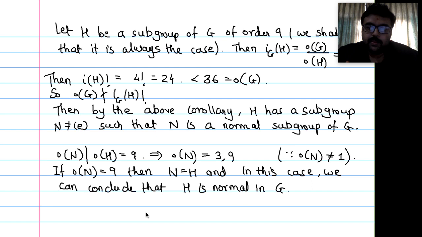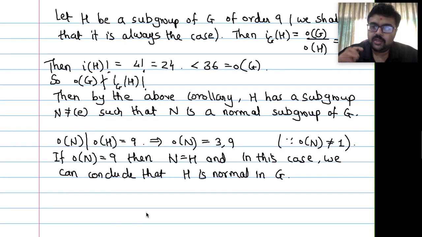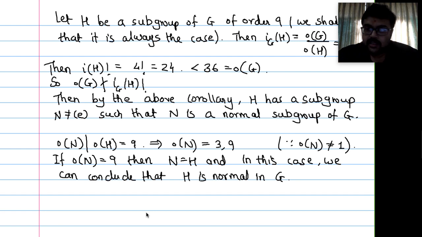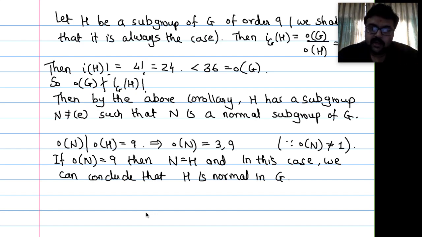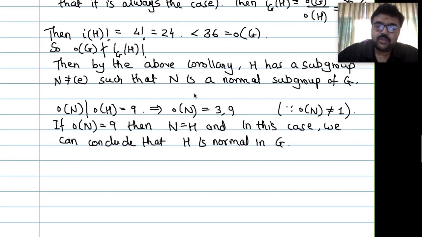Given a group and its subgroup, can we tell whether it is normal in G or not? In this case, we cannot tell, but at least what we know is that G has a proper normal subgroup. A group of order 36 has a proper normal subgroup N, whose order can be either 3 or 9. So this much we can conclude. So this is example number 1, and now let us take example number 2.